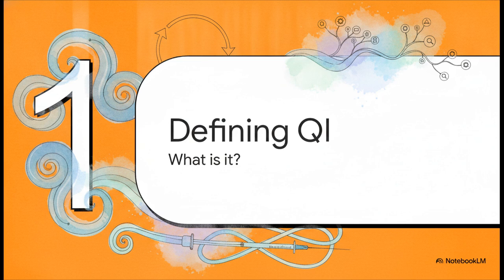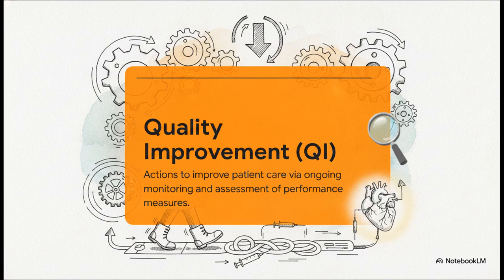What exactly is it? According to our sources, quality improvement, or QI, is formally defined as the initiation of actions to improve or strengthen patient care through ongoing monitoring and assessment of performance measures. Now, I really want you to focus on two words there: actions and ongoing. This isn't just some abstract administrative jargon discussed in a boardroom. It's a highly active, continuous, boots-on-the-ground process. It's fueled by objective data to evaluate patient outcomes. It's all about looking at how we deliver care right now and finding measurable ways to strengthen it.